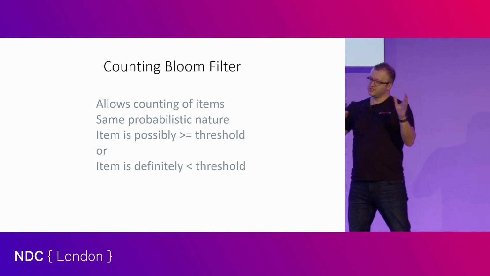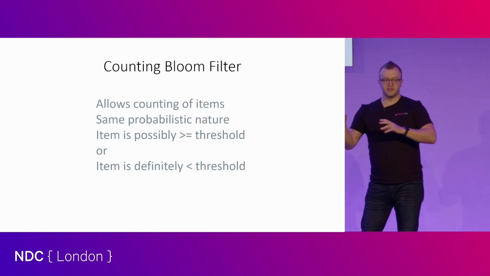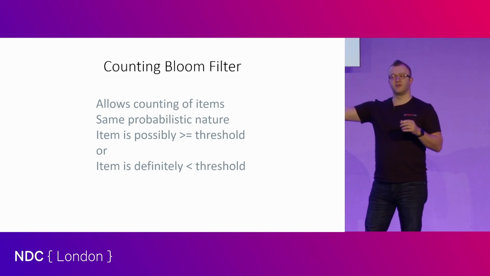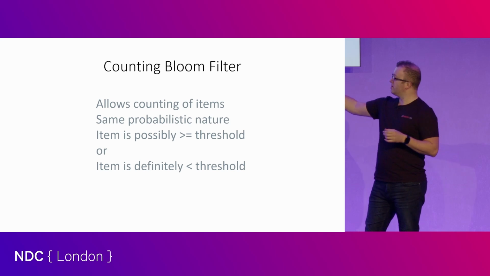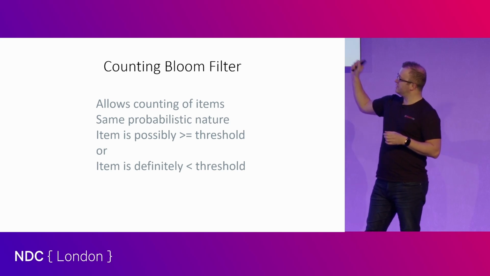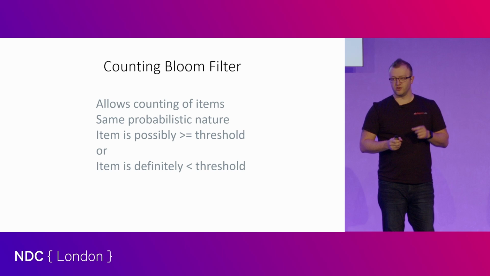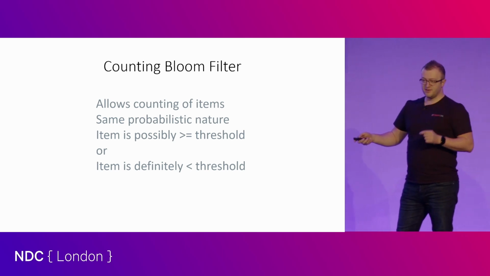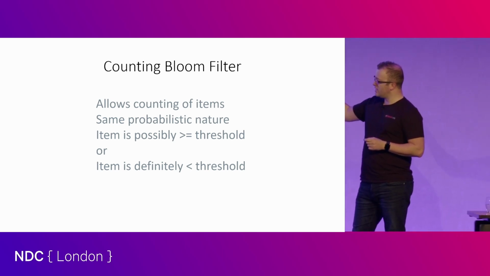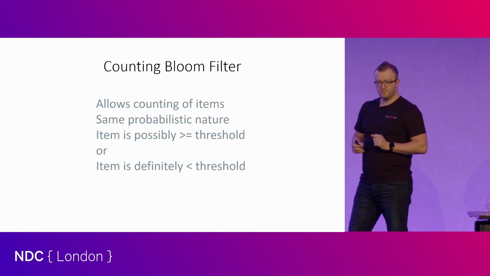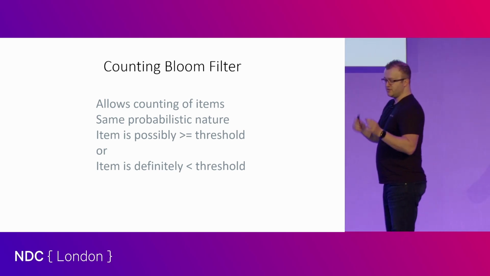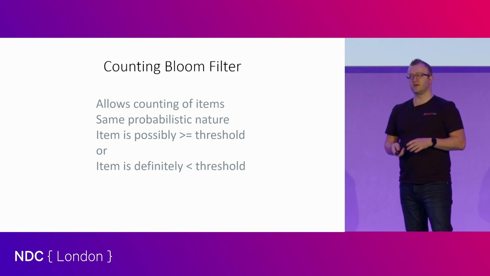Now, of course, because of the collisions with other items, we can see counters over-increased beyond the true number. And that is why the item is possibly greater than or equal to the threshold. But what you can say, you've got the definite negative. This item is definitely not seen fewer times than this number. So it's the same probabilistic nature, but instead of just setting the bits, we now increment counters instead.